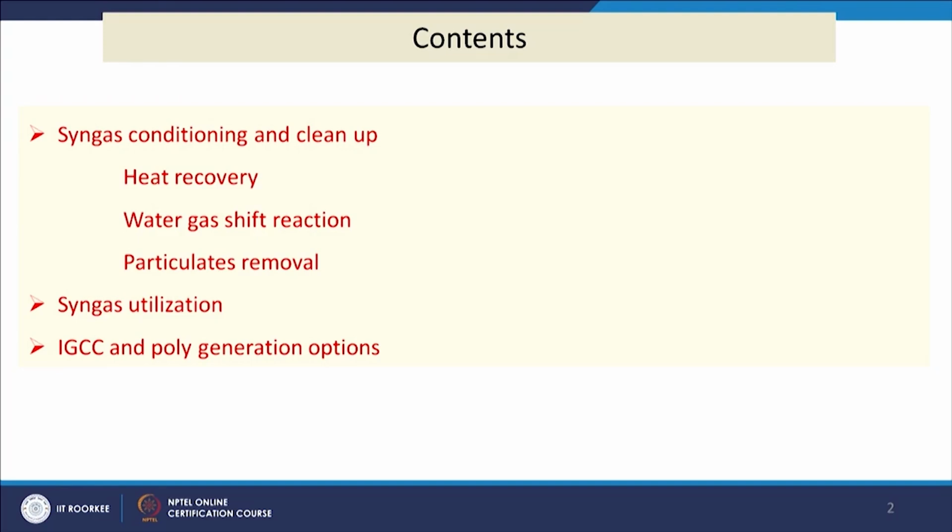Hi friends, now we will discuss the topic gasification of coal. This is the second part of this topic. In the first part we discussed the gasification process, its mechanism, then different types of reactors applicable for coal gasification and their comparison. Now we will see how the syngas produced after gasification can be made suitable for different types of downstream application. The content of this class is syngas conditioning and cleanup, and then syngas utilization and IGCC and polygeneration options.